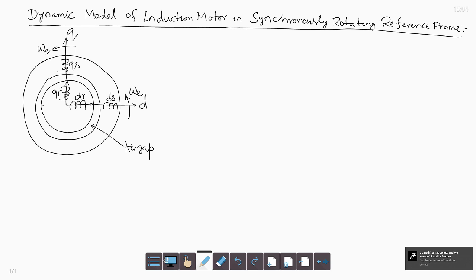The reference frame is rotating at synchronous speed omega e and the rotor is rotating at speed omega r. And the voltage equations we will first consider.